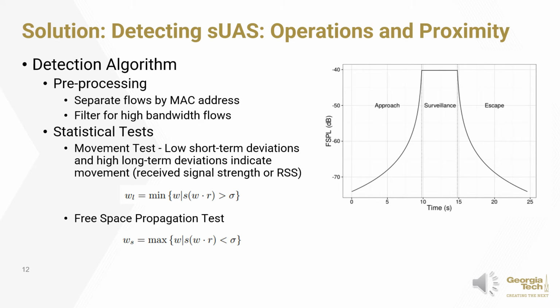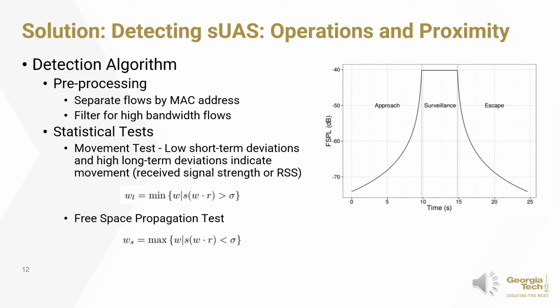Looking further into the detection algorithm, we will first separate flows by MAC address. And once we have separated the flows, we will filter for high bandwidth flows. As we assumed in our adversary model, the attacker will be streaming that high fidelity data, so there should be pretty high bandwidth. Next, we move on to our statistical tests. First is the movement test. Functionally, if we want to see movement, we want to see low short-term deviations and high long-term deviations in the received signal strength, or RSS.